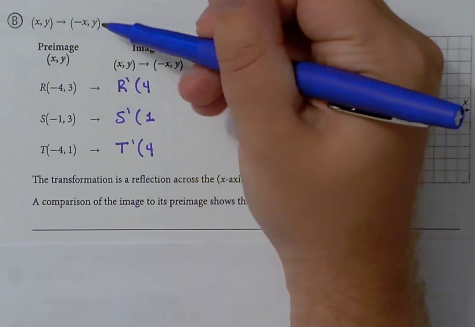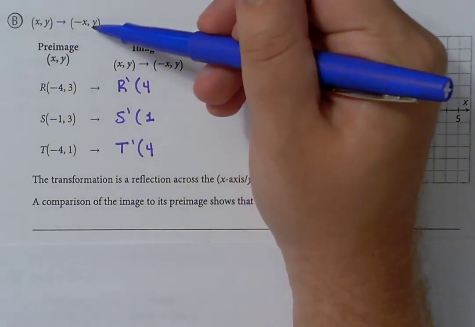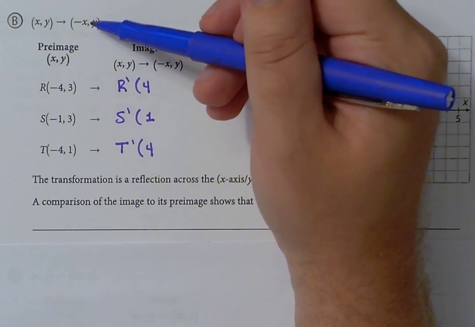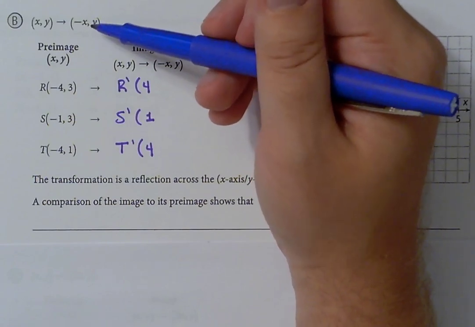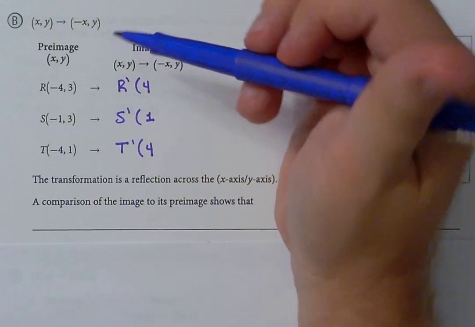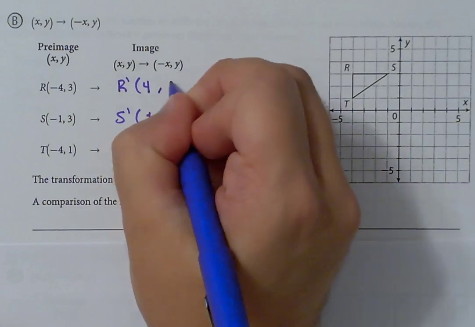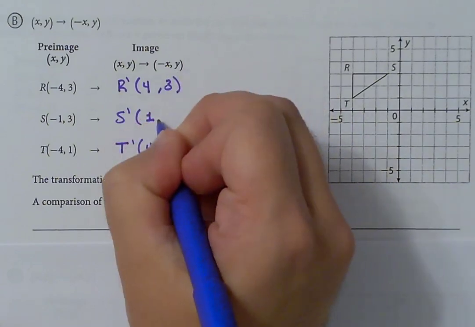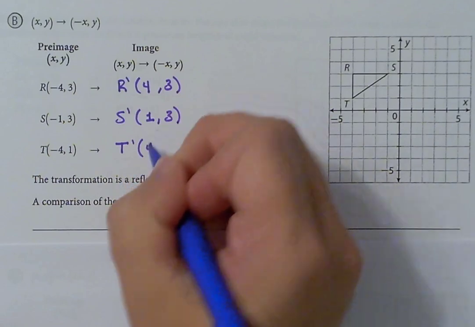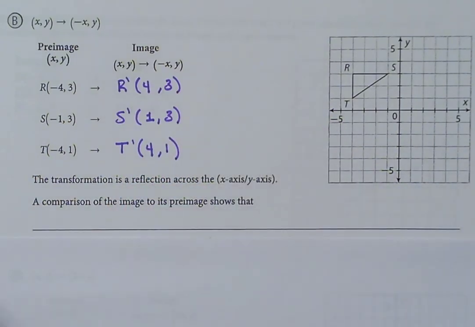Now, when you have a variable, y, and it doesn't change at all, so y goes to y, there's no number attached to it, there's no plus or minus, there's no negative, nothing else, it's just the same. That means all the y values stay the same. So for r prime, it stays as 3, s prime, it stays as 3, and t prime stays as 1. So we get 4, 3, 1, 3, and 4, 1 as our new points.